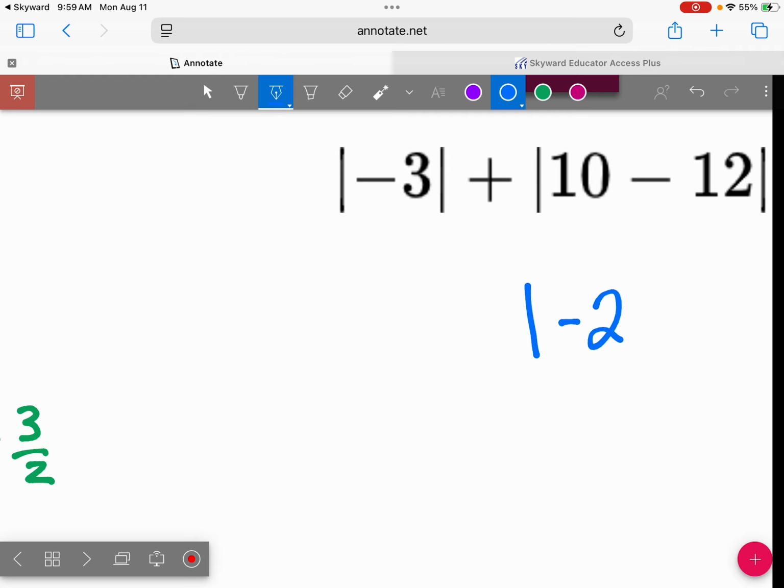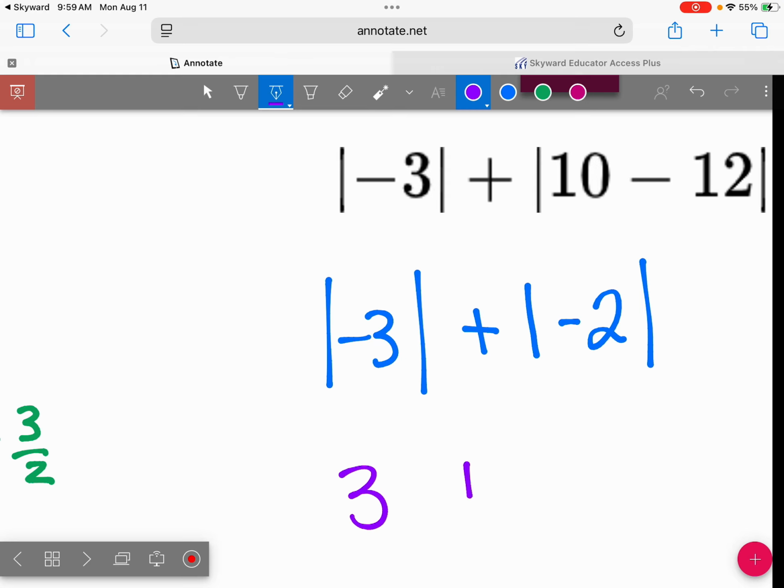Negative 2. So this is really saying absolute value of negative 3 plus absolute value of negative 2. What is the absolute value of negative 3? 3. What's the absolute value of negative 2? 2. What's 3 plus 2?